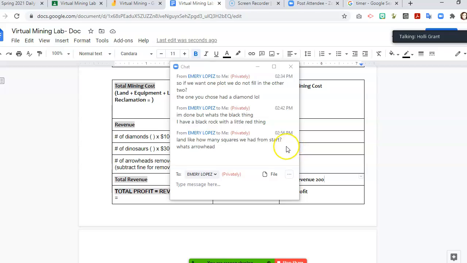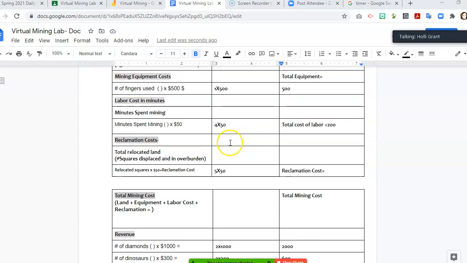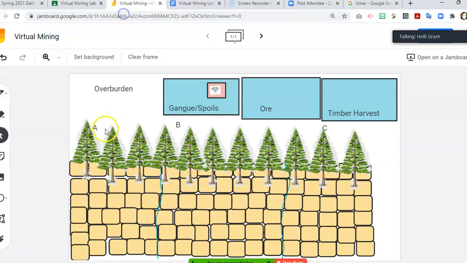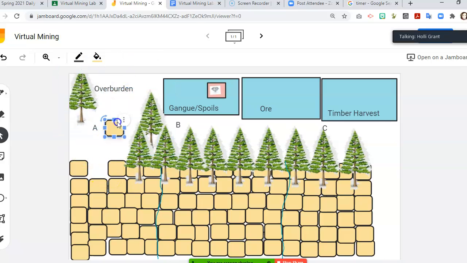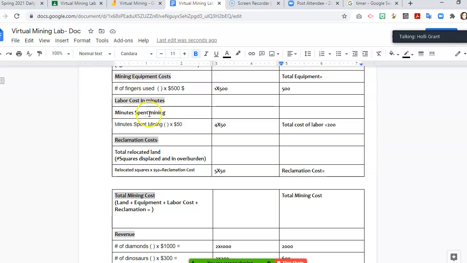Land, like how many squares we had from the start? What's arrowhead? Okay, so Emery, the land, like how many squares we had to start. Do not worry about that. I am worried about, on this row, the relocated squares. So when you took them off, you put them into this overburden. Then I timed you for 1 minute for you to put them back. Whatever you have left over, that's what you need to put in this row right here.